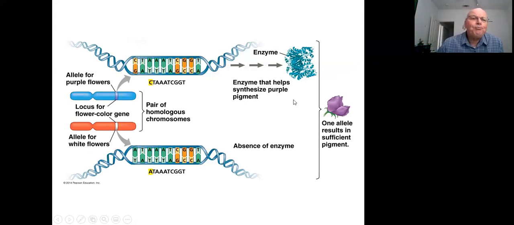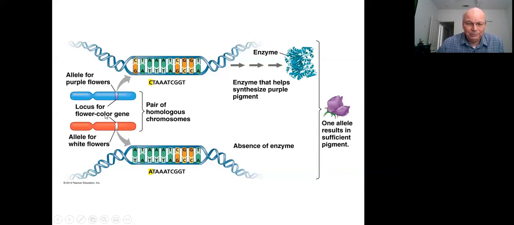So if we look at the two homologous chromosomes at the locus, remember that's the physical position of the gene on the chromosome, you see two different alleles. So here is the locus for the flower color gene. On one of the chromosomes, it's the purple allele. On the other chromosome, it's the white allele.